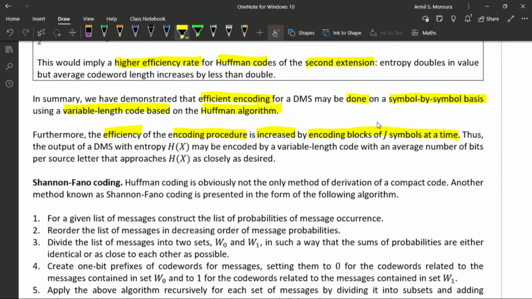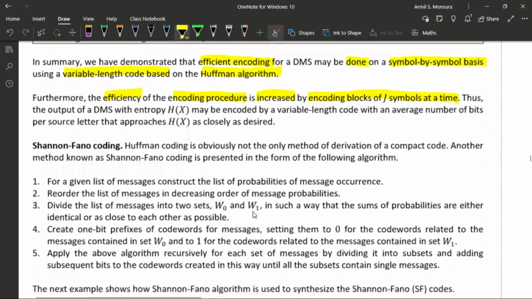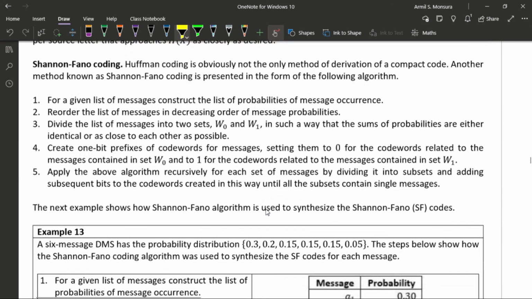I'll cut the recording at this point and continue on another part of another recorded lecture, so that we will not have very long recorded lectures. In the next lesson we will discuss another algorithm that generates a compact, variable length code, which is also based on Huffman coding. It's called Shannon-Fano coding, or SF coding. That's for the next part of the recorded lecture.